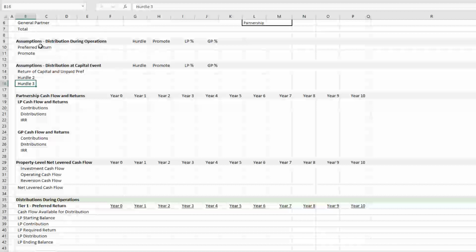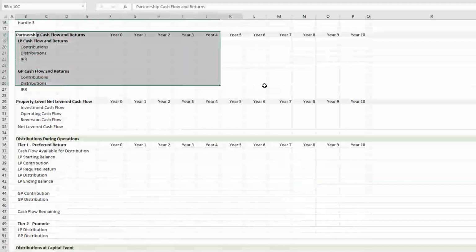And in this case here, I'm assuming during operation cash-on-cash hurdles. And this has to be the case, right? If you had IRR hurdles during operation, you'd need a return of capital in order to hit an IRR hurdle. At distribution, I'm assuming IRR hurdles.